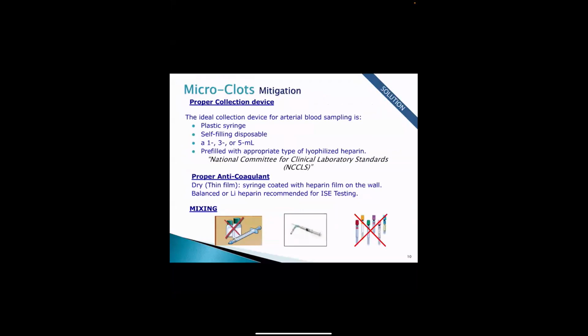So what is the action and solution for this challenge? First, to have a proper collection device. The ideal collection device for an arterial blood sample is a plastic syringe, self-filling and disposable, also a 1, 3, or 5 ml syringe filled with the appropriate type of lyophilized heparin. Second, having a proper anticoagulant. And finally, good mixing is important to minimize the risk of clotted blood.